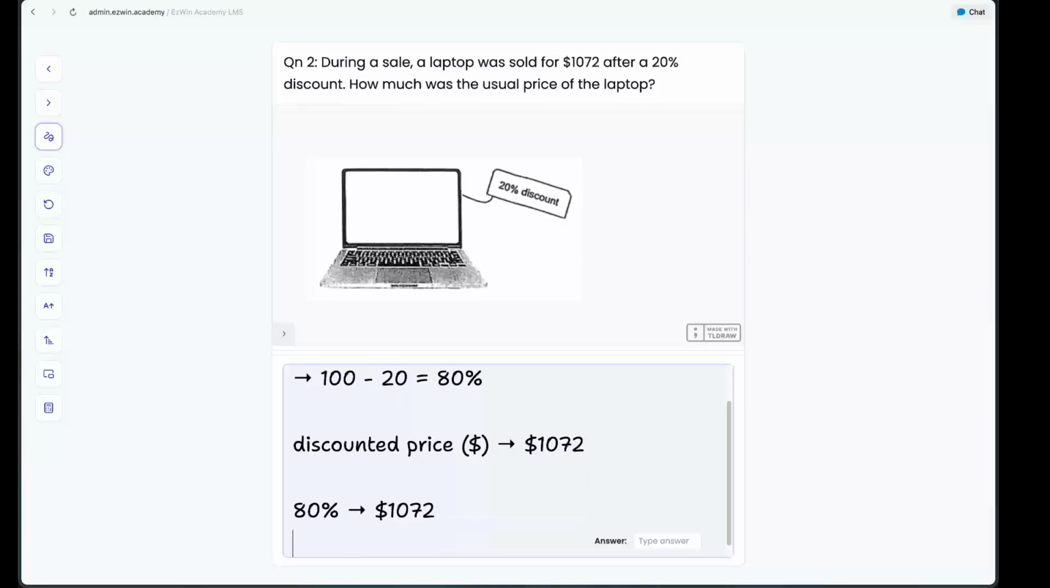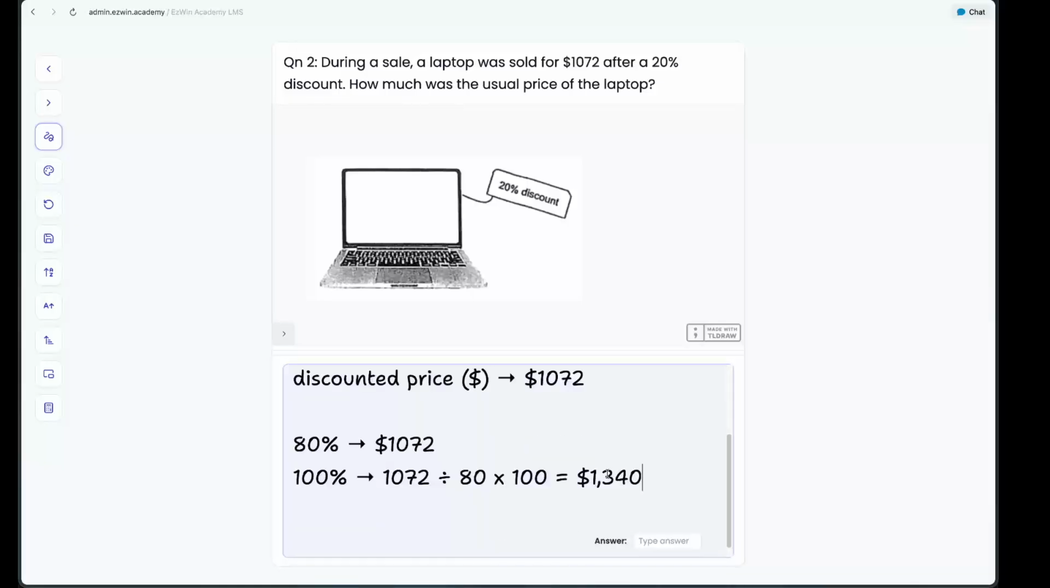Then what is 100%? Basically 1072 divided by 80 times 100. This will give us $1,340. So that's the answer.